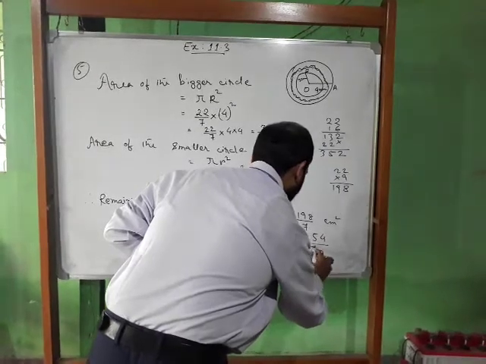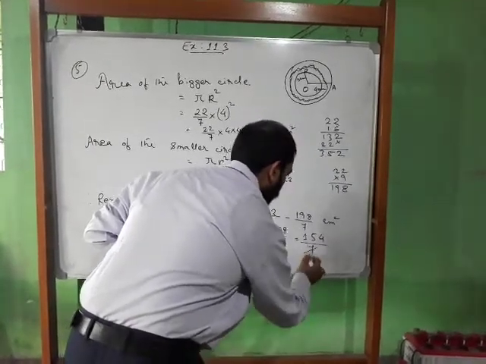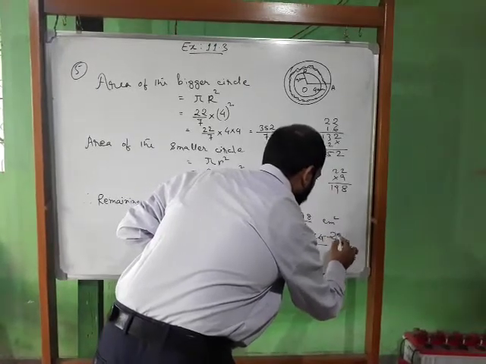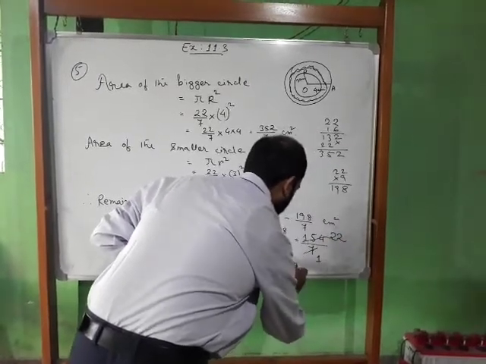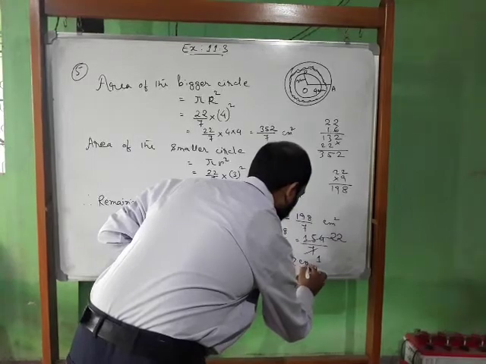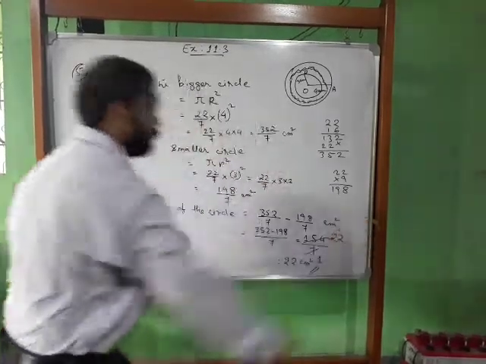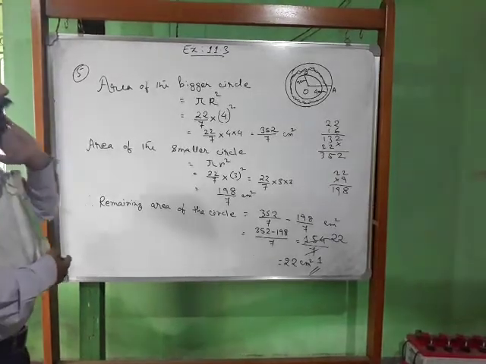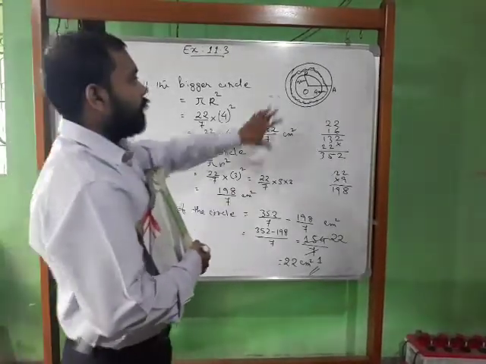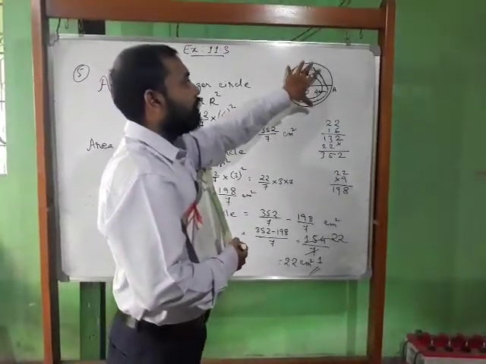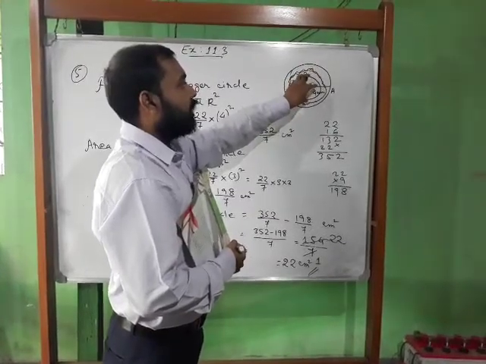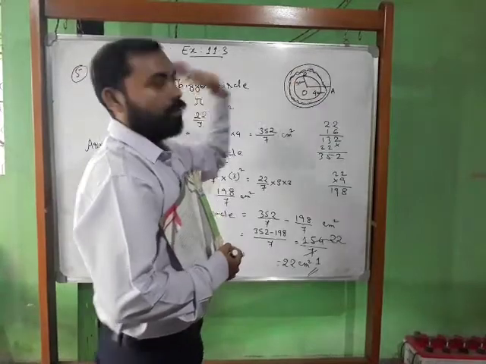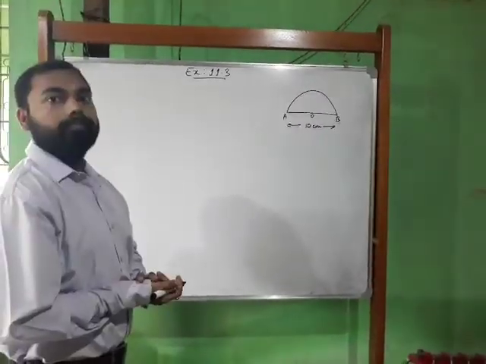154 by 7. So let us divide it. 7 1s are 7, 7 2s are 14. So the answer will be 22 centimeters square. So question number 5, we have to solve in this way. We have to subtract the area of the smaller circle from the area of the bigger circle to find out the remaining area of the circle.